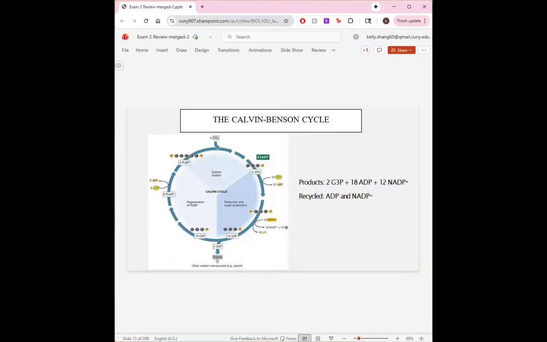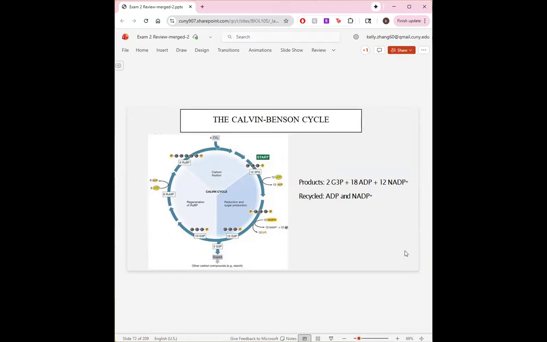Okay, so this is also called the cyclic electron transport. This is an alternative to the non-cyclic. This is needed since the next step requires more ATP than NADPH, so this produces more ATP.